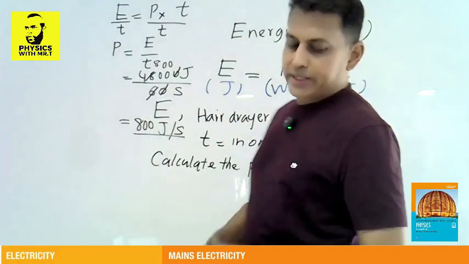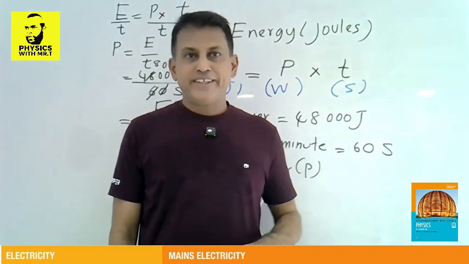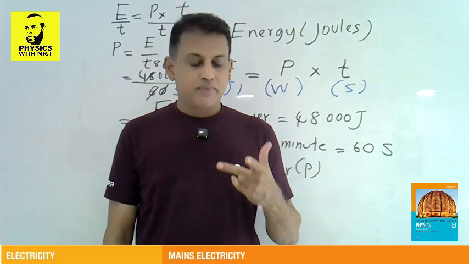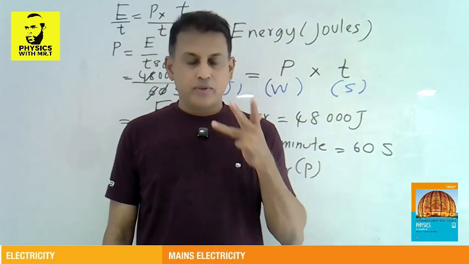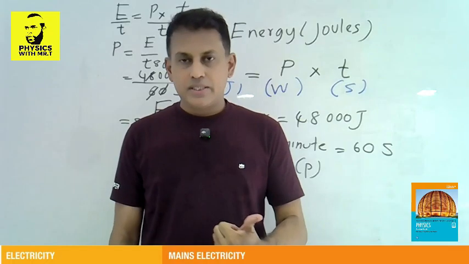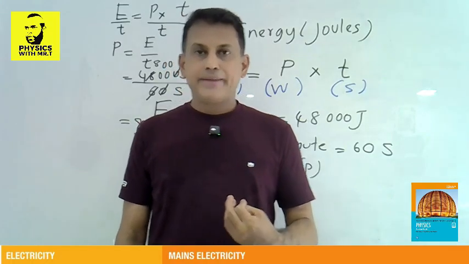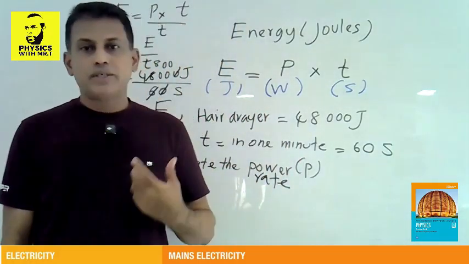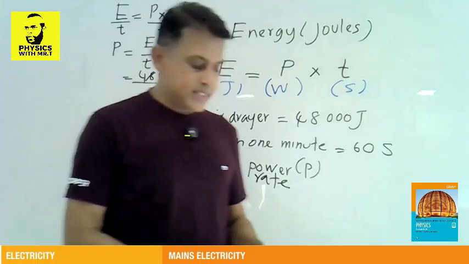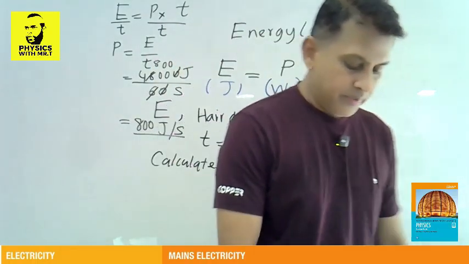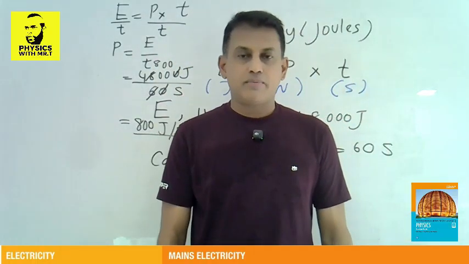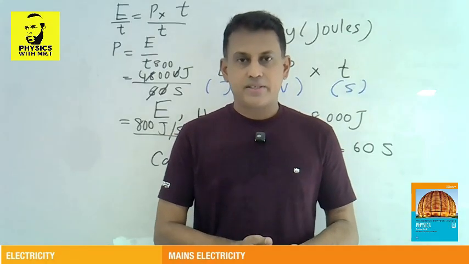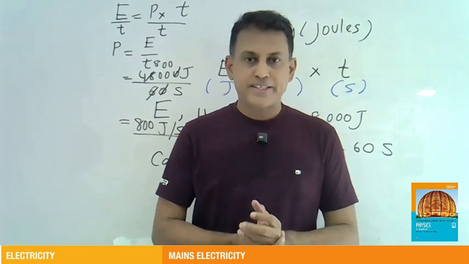Okay, so in this lesson, we learned about the current, voltage, mains electricity, alternating current, direct current, and the power and the energy of the electricity. In the next lesson, we are going to discuss the danger and safety precautions that we can use with mains electricity. So please join for the next lesson.